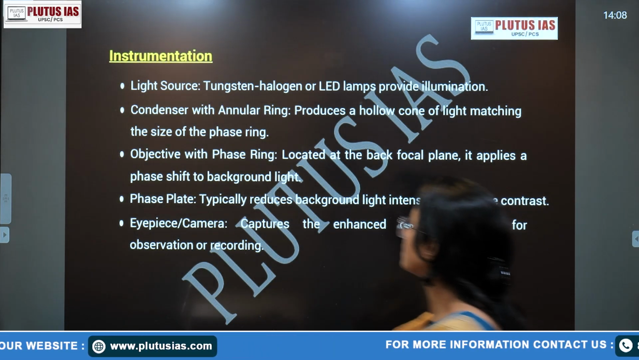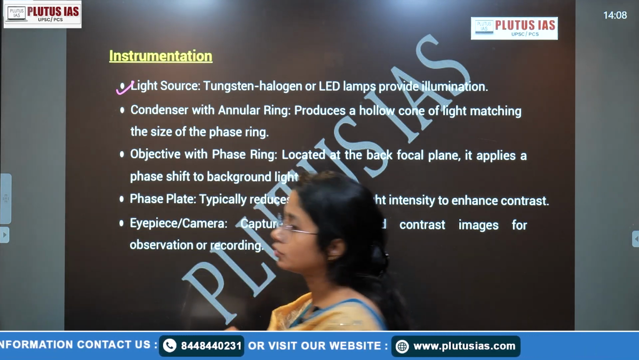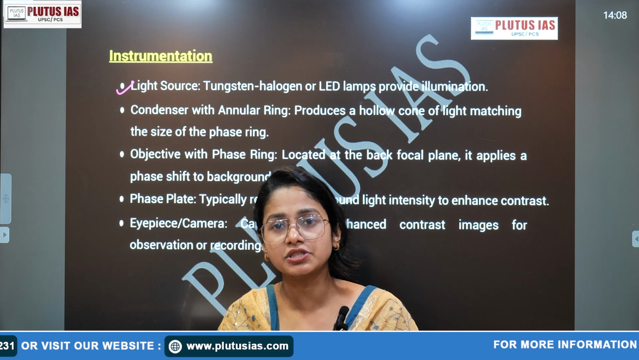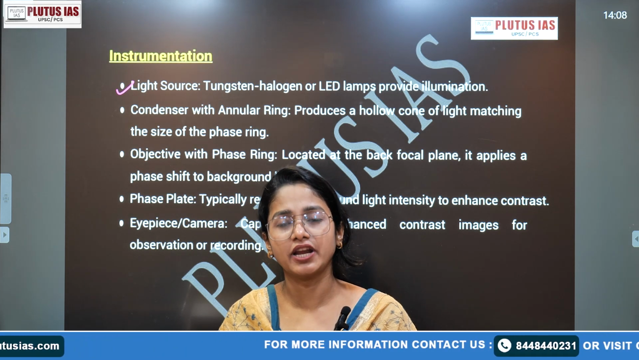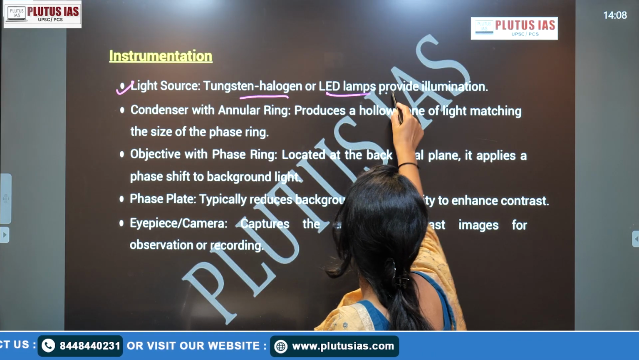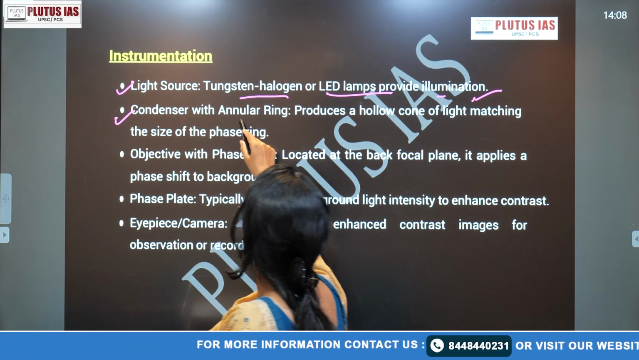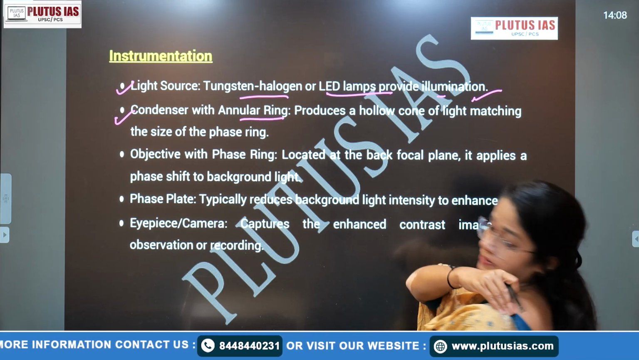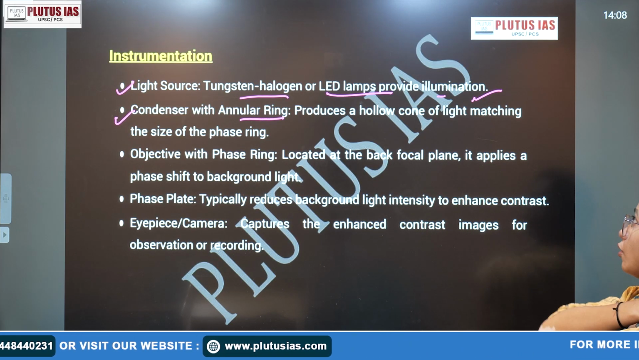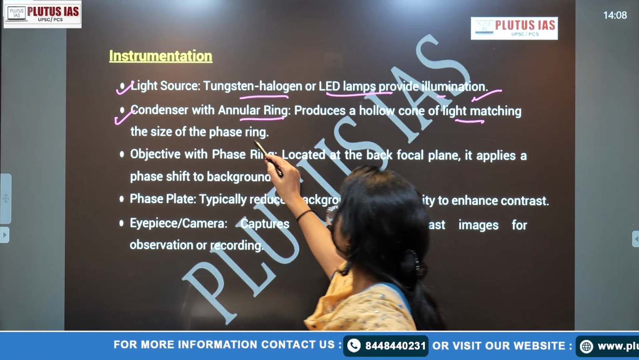Okay, so what is the instrumentation? First there should be the light source. Do not mention only the light source, also mention which type of light source you are using, such as tungsten halogen or LED lamps for the illumination. Then your condenser with the annular ring produces a hollow cone of light, matching the size of the phase ring.